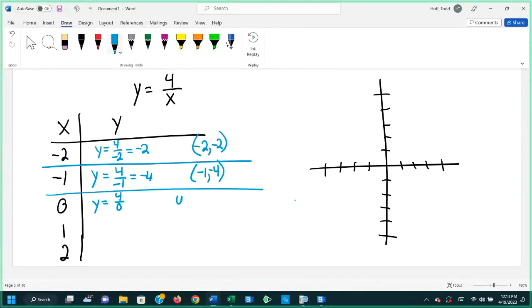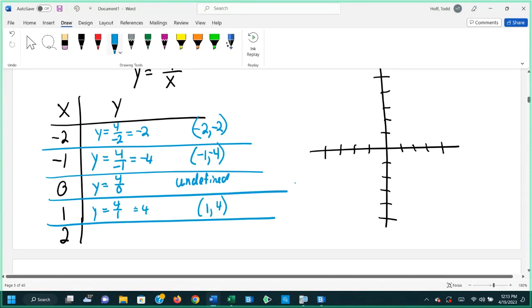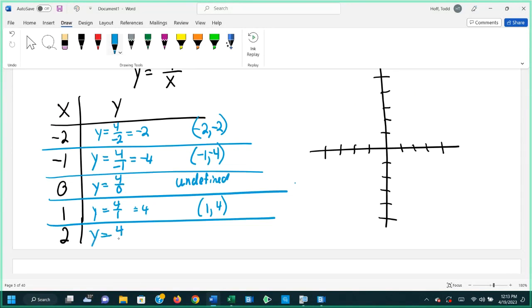So this is undefined, or can't be done. And I'll show you what we do on the graph for that in just a second. If x is 1, y equals 4 divided by 1, which is just 4. So giving us the ordered pair, x is 1, y is 4. And if x is 2, y is 4 divided by 2, which is 2. When x is 2, y is 2.